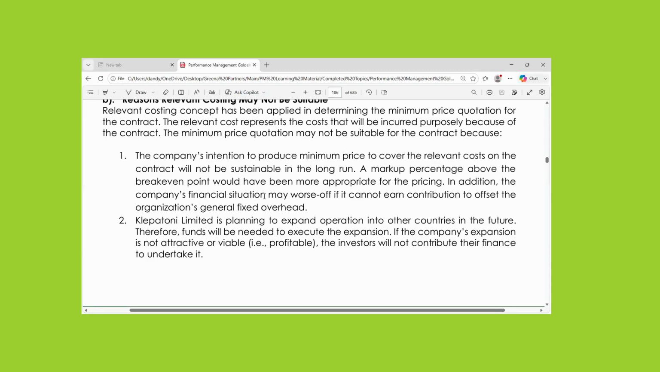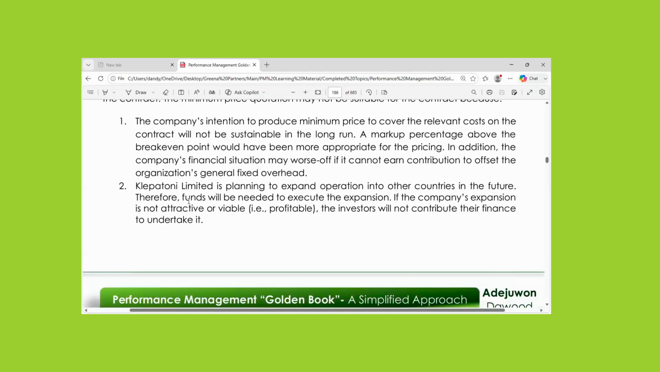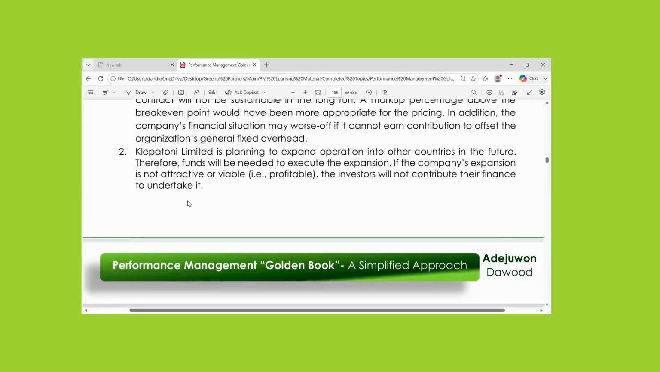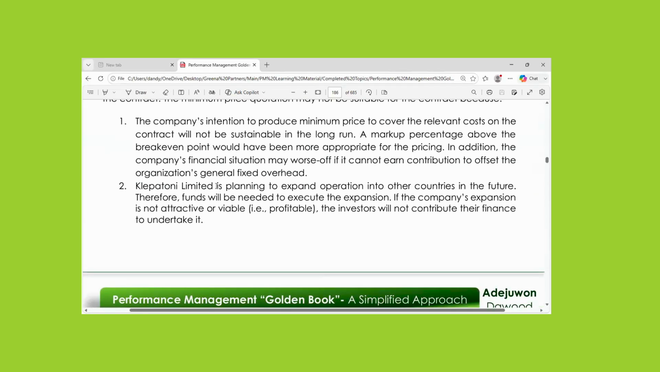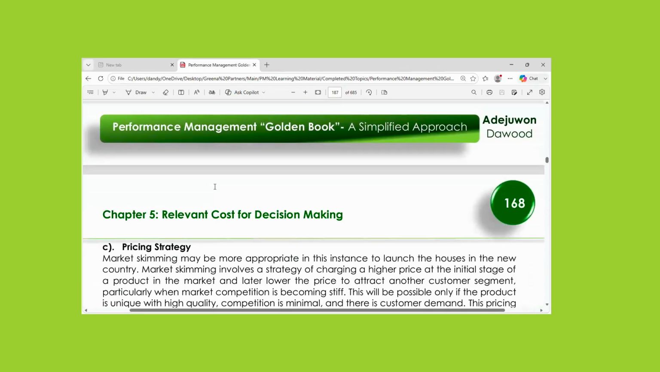In addition, the company's financial situation may worsen if it cannot earn contribution to offset the organization's general fixed overhead. That's number one point. The second point is that Clepatoni Limited is planning to expand operations into other countries in the future. Therefore, funds will be needed to execute the expansion. If the company's expansion is not attractive, the investors will not contribute their finance to undertake it. These are the two key points that I provided to answer number B.